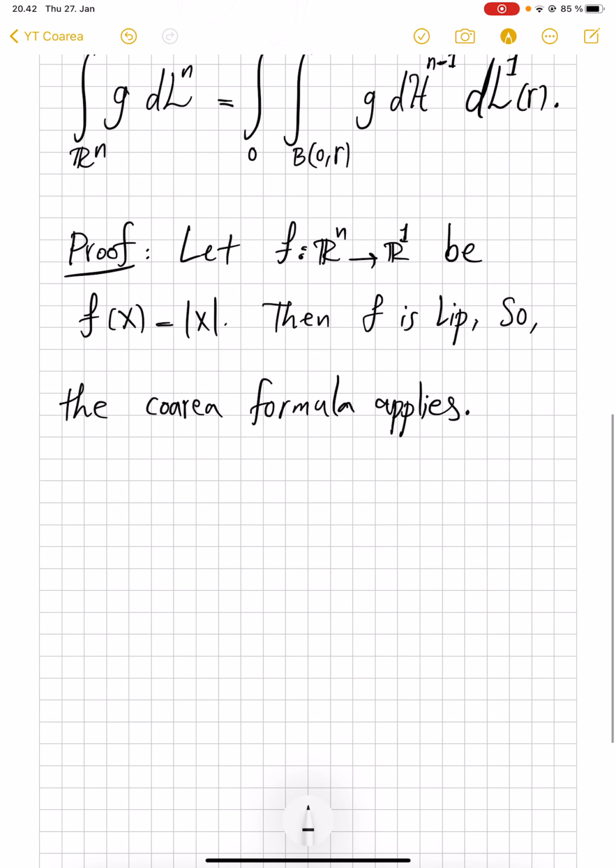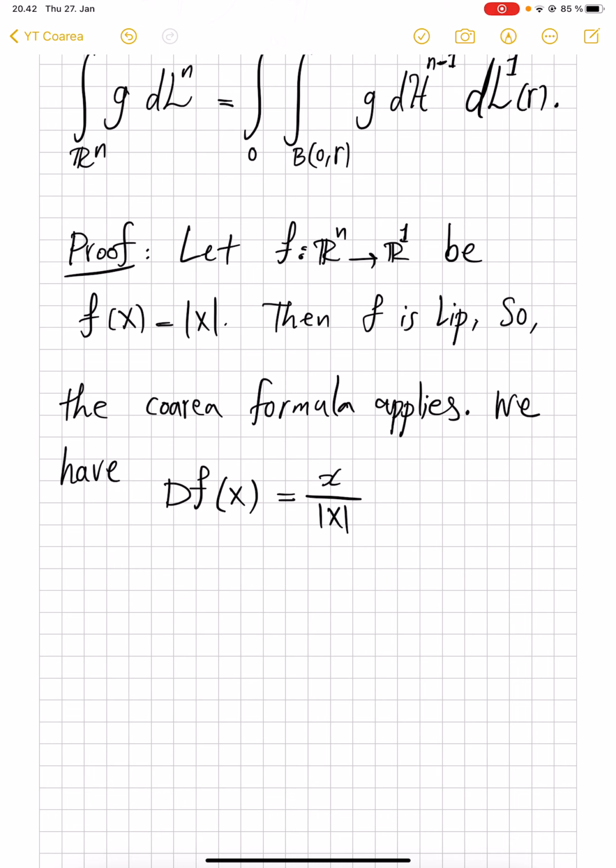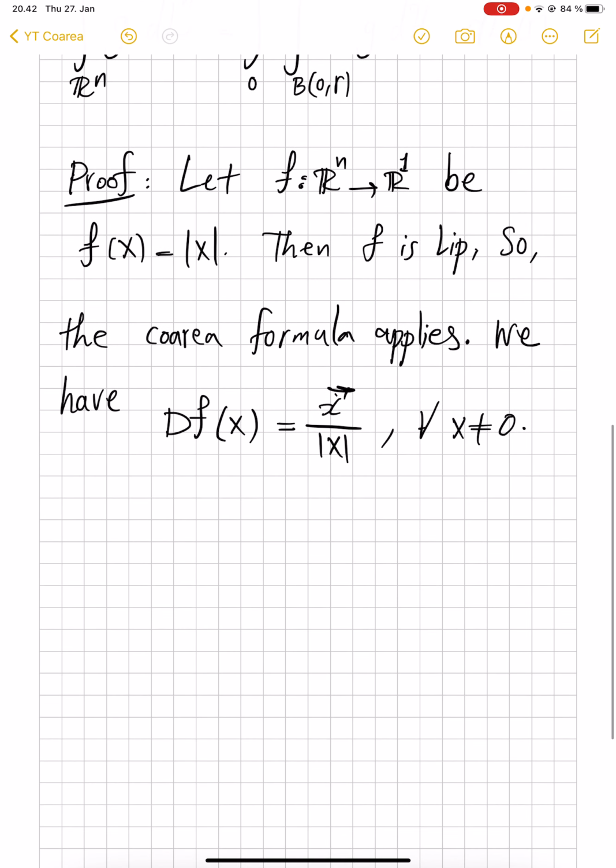And we have the derivative of f. You may need some calculus here, but the derivative of f at x is equal to the vector x divided by the absolute value of x. F is real valued, so its derivative is really just the nabla of f. It's a vector, and it happens to be this one for every x other than 0. At 0, it is not differentiable, but it's only 1 point, and remember, this is measure theory.